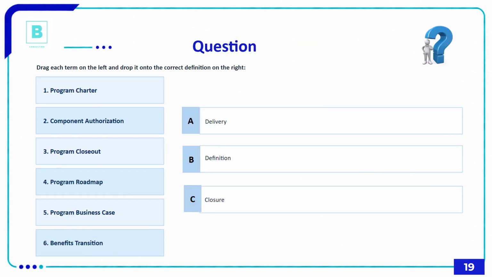Then we have the only question I kept from session 7, because it's so important to understand all of these documents and artifacts and in which phase they happen. For example, the program charter happens in the definition phase, component authorization in the delivery phase, program closeout in the closure phase, program roadmap in the definition phase, program business case in the definition phase, and finally benefits transition in the closing phase. It's so important to remember this. This is a very important question.